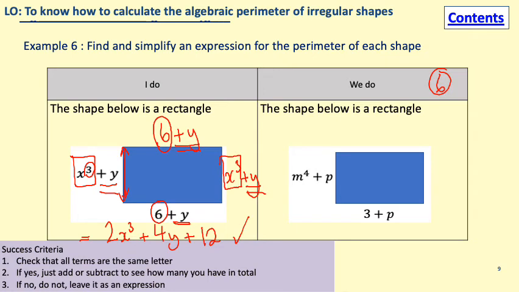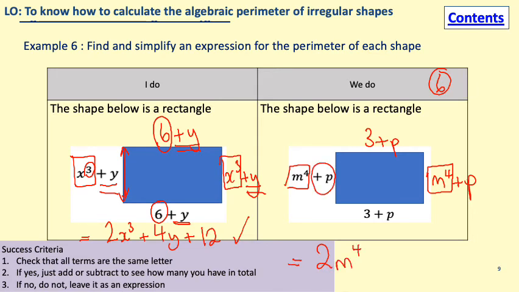Okay, so again, this side must be m to the 4 plus p, and the top side must be 3 plus p, because rectangles have pairs of sides. So we've got m to the power of 4, m to the power of 4, and no other like terms. So we've just got 2m to the power of 4.